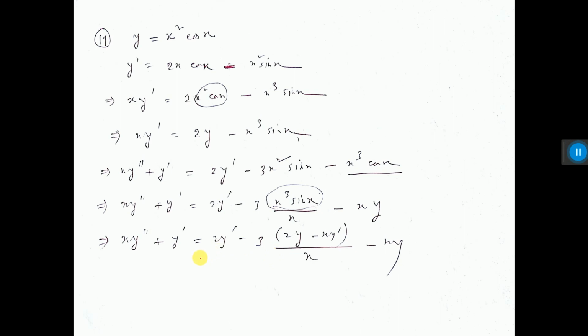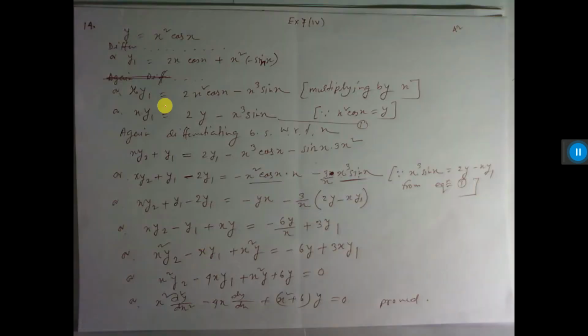This sum, see I am explaining here, y equal to x square cos x. So if you differentiate, this will be u into v differentiation. So d/dx of x square is 2x, this one same, again x square same, cos x is minus sin x. Now multiply this term by x. If you multiply, this is x y1, this is 2x square cos x, this is x cube, minus x cube sin x.